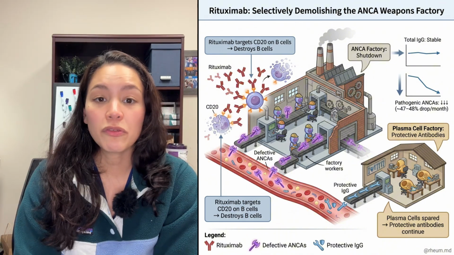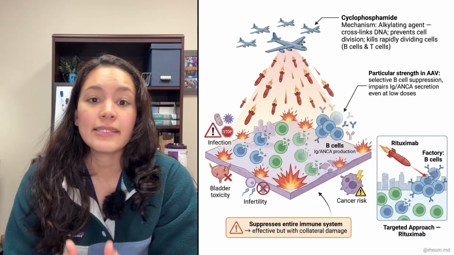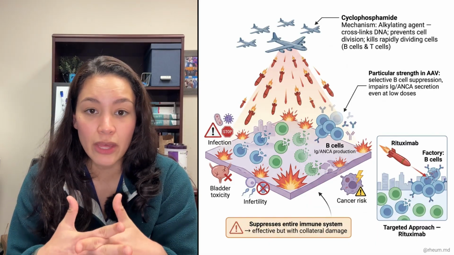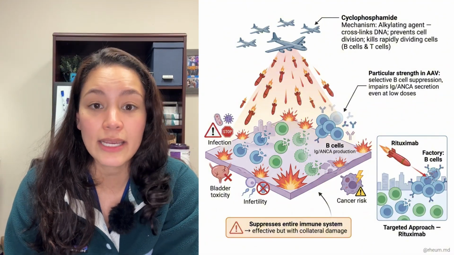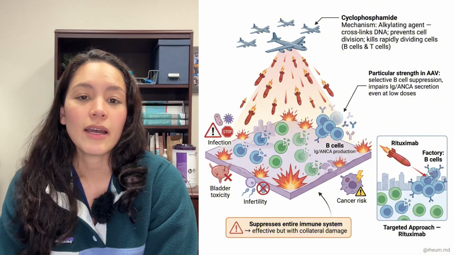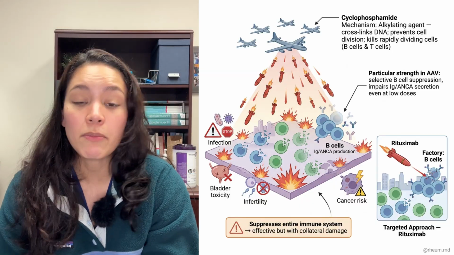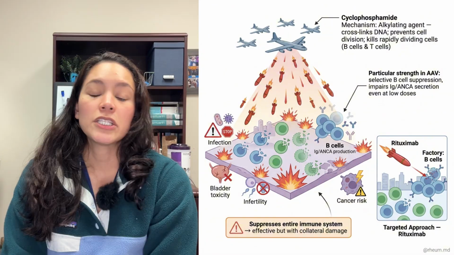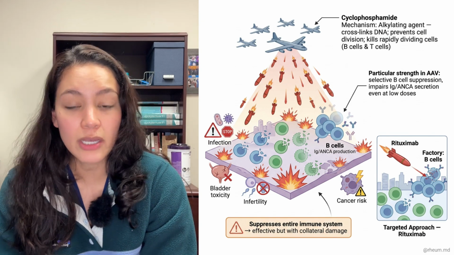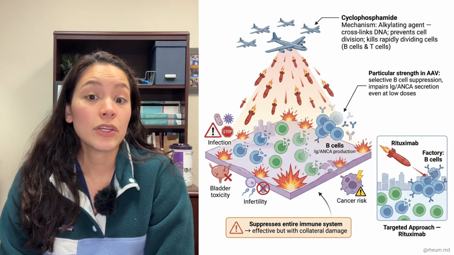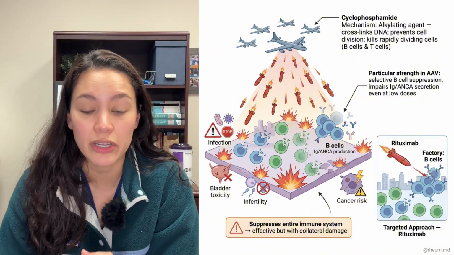Think of it as demolishing the factory that is making defective weapons while leaving the factory that is making useful tools intact. Cyclophosphamide is an alkylating agent, so it cross-links DNA, essentially gluing the two DNA strands together so the cell cannot divide and function. It kills rapidly dividing cells, including B cells and T cells. Unlike rituximab's targeted approach, cyclophosphamide is more like carpet bombing, hitting everything all at once. It suppresses the entire immune system, wiping out rogue cells, but it can also cause a lot of collateral damage. It increases the risk of cancer, infertility, infections, and bladder toxicity.